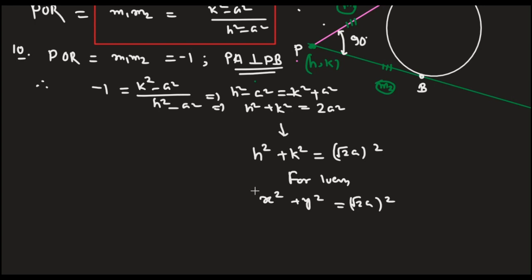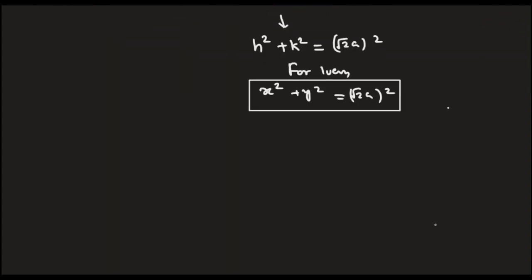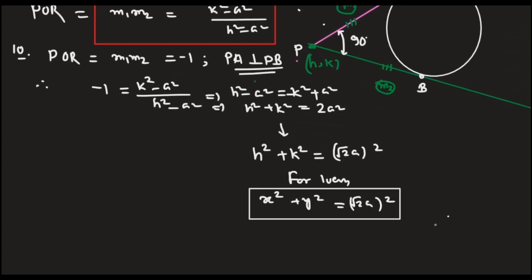This is the equation of the circle whose center is (0, 0) and whose radius is root 2 times the previous radius. So you can say that this is actually known as the director circle. This circle has the name director circle. So if I am going to define the director circle, what will be the definition? It is the locus of the mutually perpendicular tangents.